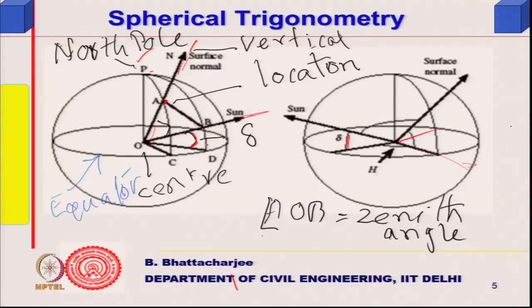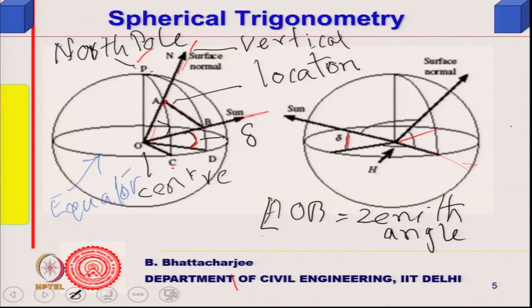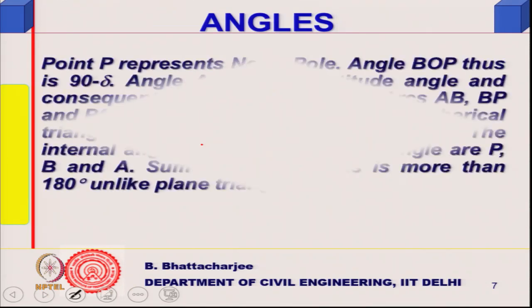So angle AOB will be the zenith angle, because this is vertical and this is the sun. The angle between the vertical and the sun's ray is the zenith angle. That is how we define it. The zenith angle is 90 degrees minus the altitude angle. OD is the projection of the sun ray on the equatorial plane as shown. So DOB is the declination angle. This diagram is explained through these statements.